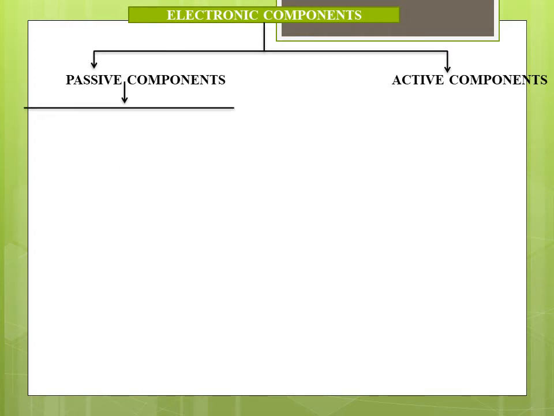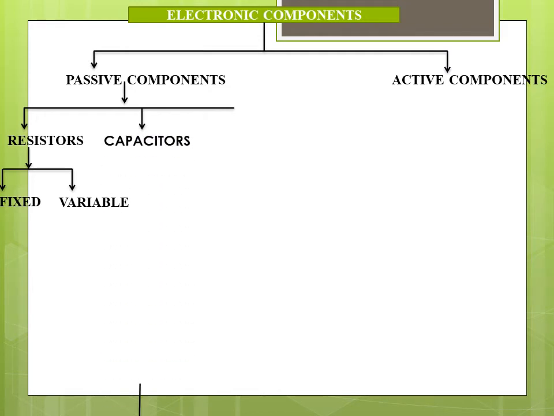Passive components are further classified into three parts. Firstly, the resistors. Already you have learned the concept of resistors in your lower class. The resistors are further classified as fixed and variable. Now, what is fixed? That means the value of the resistor will be fixed. It will have a single value. Variable means the value will be ranging. For example, if it is a 10 ohm resistor, the value will range from 1 to 10 ohm.